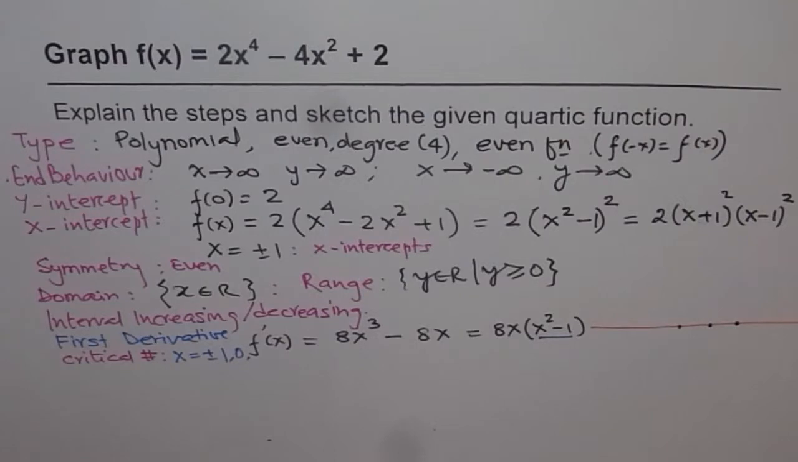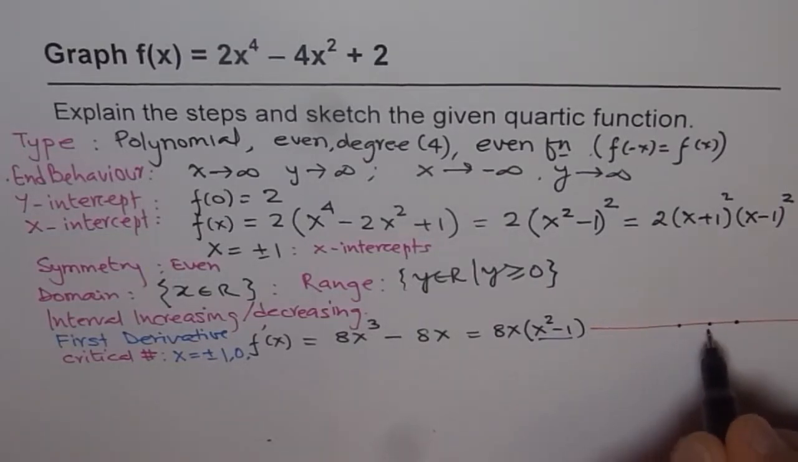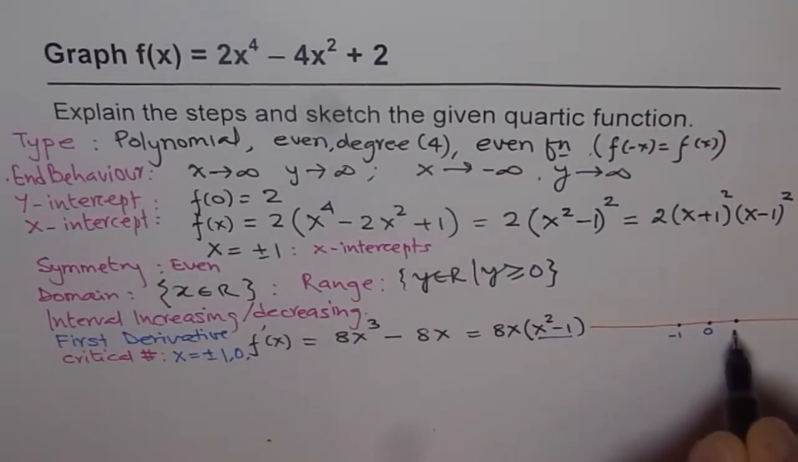Anyway, I should have spread them, but now what to do? Let's leave it for now. Okay, so this is 0 for us, and this is minus 1, and that is plus 1.